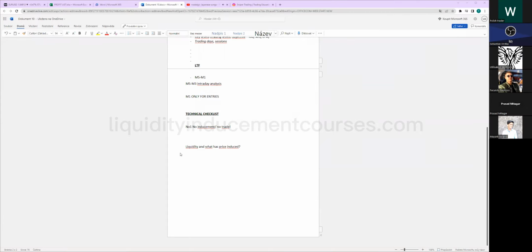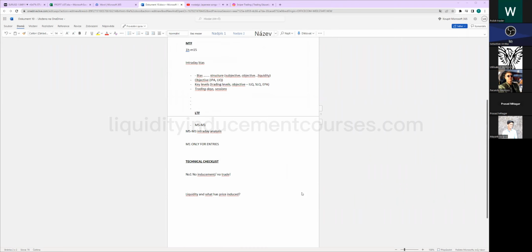So yeah, that's your inducement types. If you want to trade a reversal, you should ask yourself this: liquidity sweep. Has anyone been induced? Has anything been swept? Why are we expecting a reversal in the first place? All right. Then you should ask yourself, where am I within a liquidity cycle?